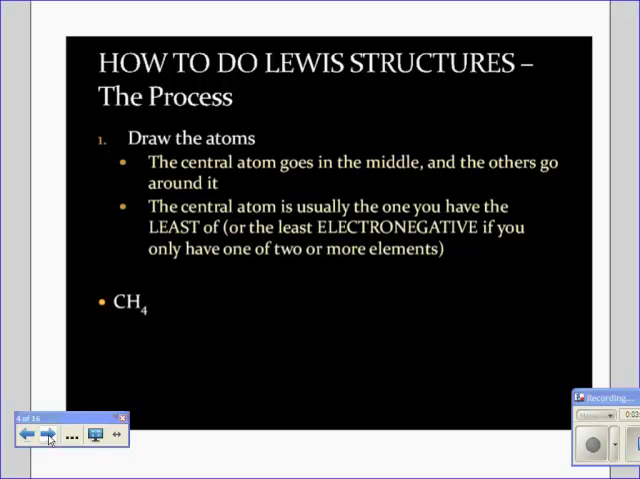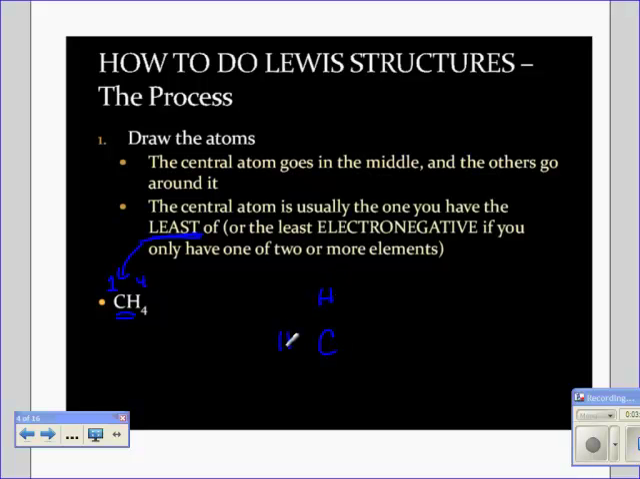Here's how I do it, and I'll walk you through an example as I go. I do it sort of formulaically. The first thing you do is you draw the atoms. So I'm going to look at CH4 all the way through. The rule is you have a central atom that goes in the middle, and the central atom is the one you have the least of. So here I have 1 carbon and 4 hydrogens. I have less carbons, so carbon is going to go in the middle.